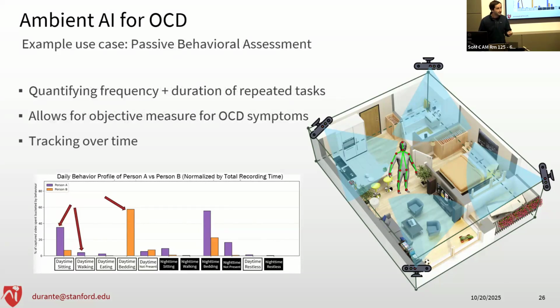Another example use case that I think could be really interesting is a passive behavioral assessment. So the idea is you set up the cameras to be running in the background, and then you can quantify the frequency and duration of all these repeated tasks. And this is really nice because it allows the objective measurement piece that I talked about earlier and tracking over time.